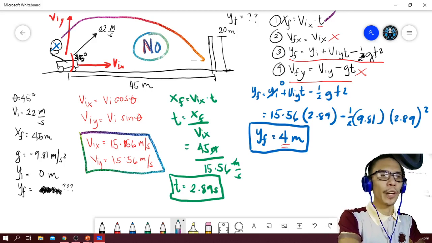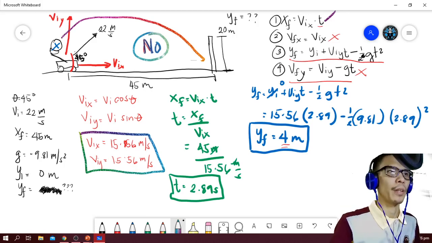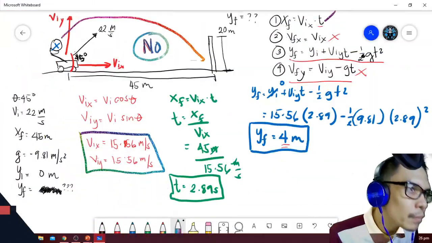So that is our last problem for the topic projectile motion.